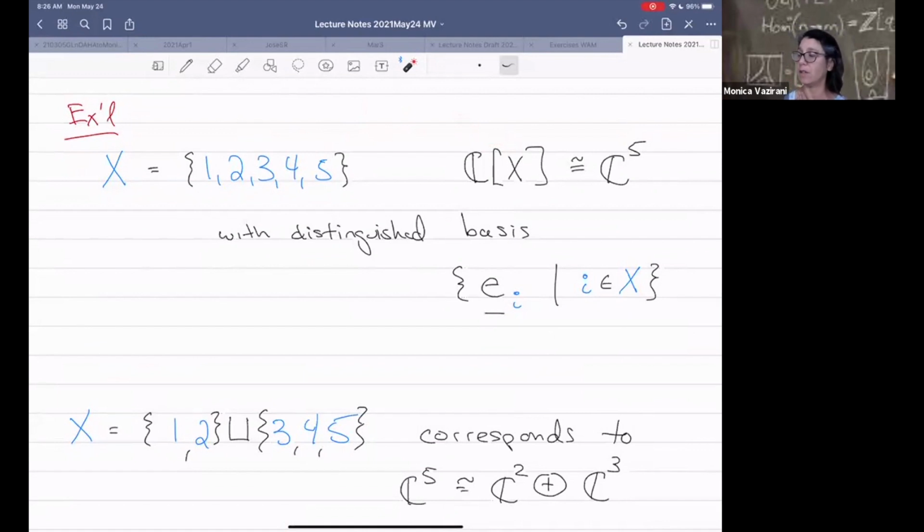And how do you go back down? The dimension of this vector space giving you 5 is decategorifying, or the cardinality of the set being 5 is decategorifying, giving you this number 5.